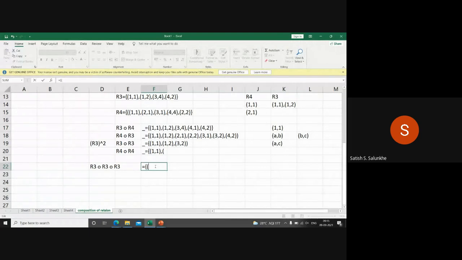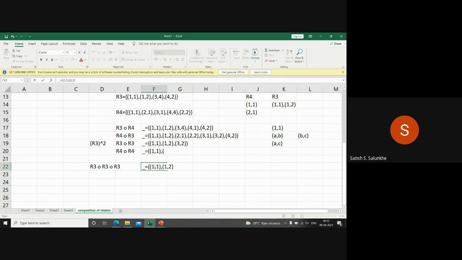What is R3 composition R3 composition R3? Already we have identified it. Okay, let me type: 1 comma 1 and 1 comma 2. Anything else? No, sir. Okay, so that means we have done with this.